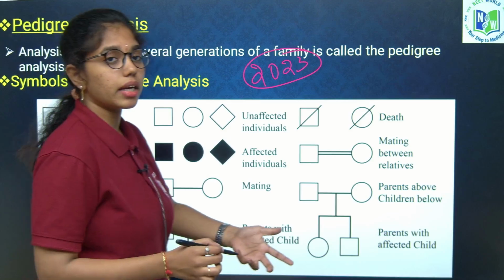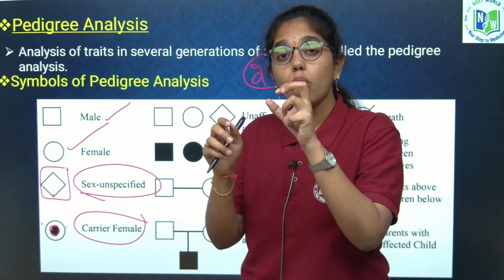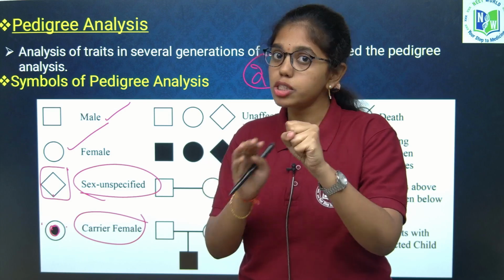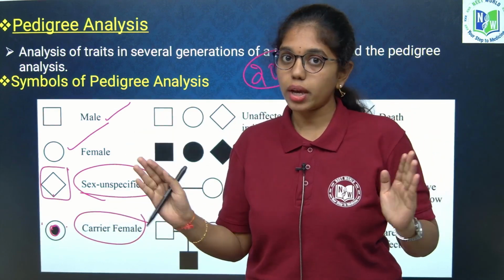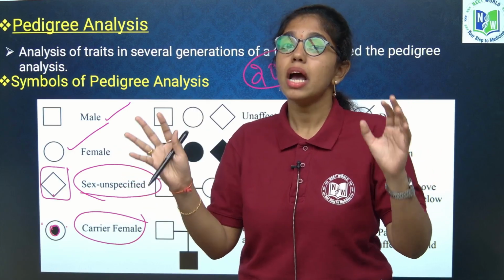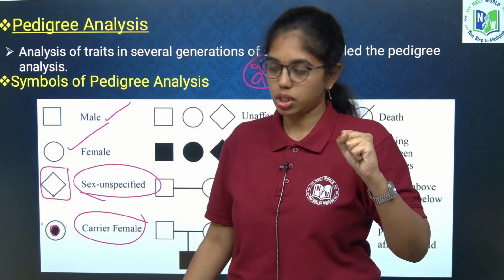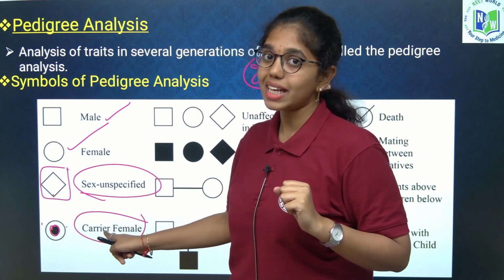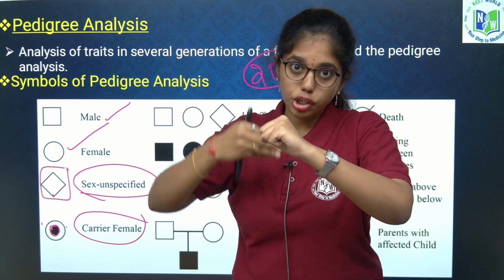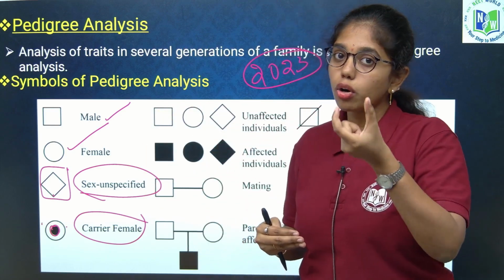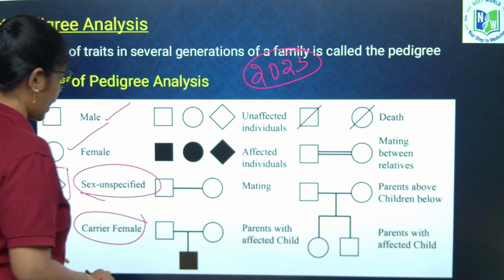Now you might be getting a doubt, what is a carrier female? Carrier female is nothing but one that holds the trait of the disease, but the female will not show any diseased phenotype. Female will not show any disease, but it holds that gene and transfers it to the next generation. That is why it is called carrier female. Carrier female will transfer the disease from one generation to the other generation. It holds just one of the diseased allele. So this is about carrier female.